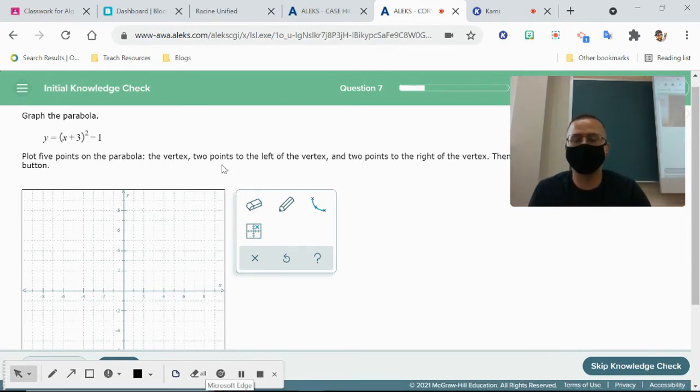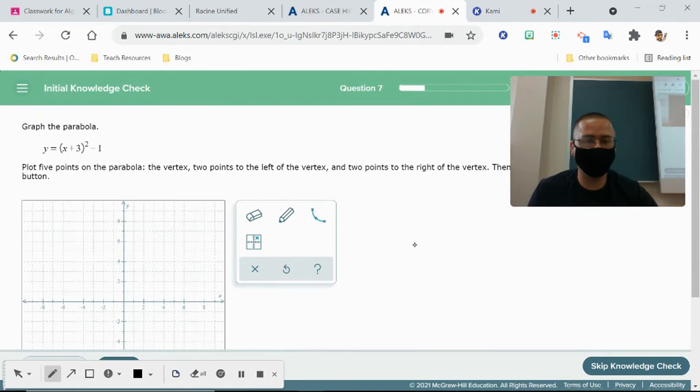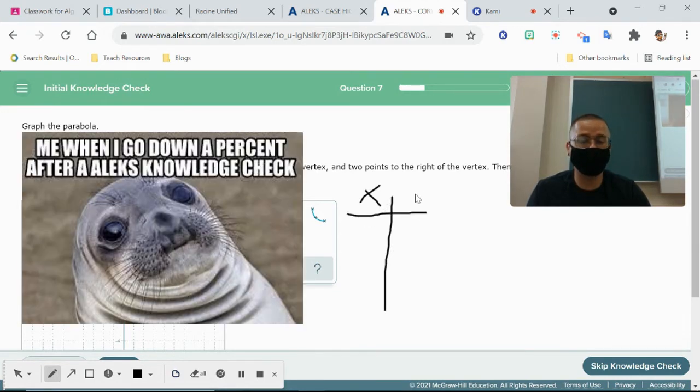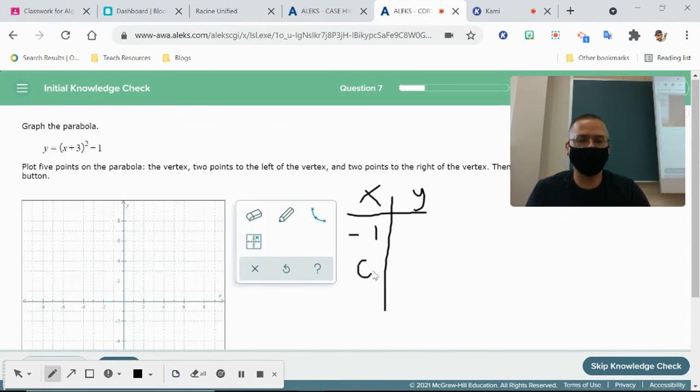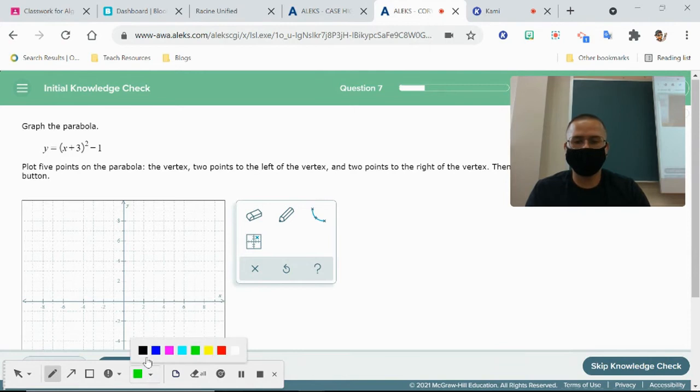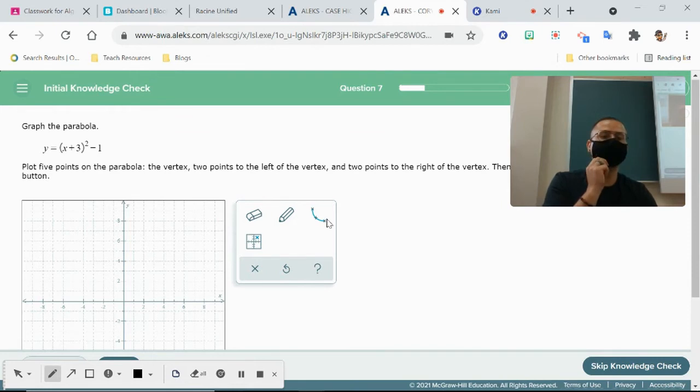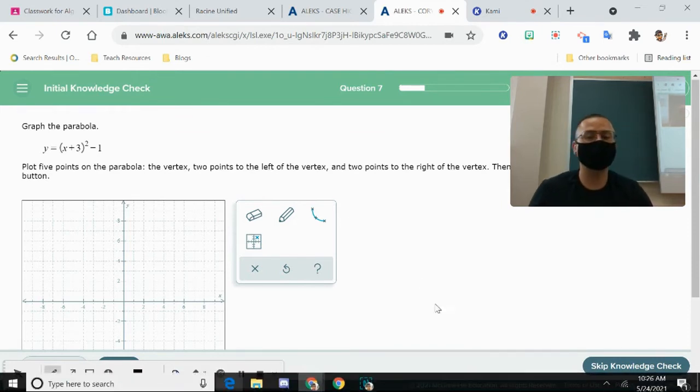So let's see if I can remember how this works. Whenever you're graphing, something to remember is you can always make a table, and you can say, okay, if I plugged in a number, what would I get? That is something to always remember because I'm forgetting exactly how to graph this. I think I know in my head, but I'm going to want to get at least 5 points. It says 5 points. So what you're going to want to do is make a table, and it says 2 points to the left of the vertex, 2 points to the right of the vertex. You have to figure out what the vertex is.